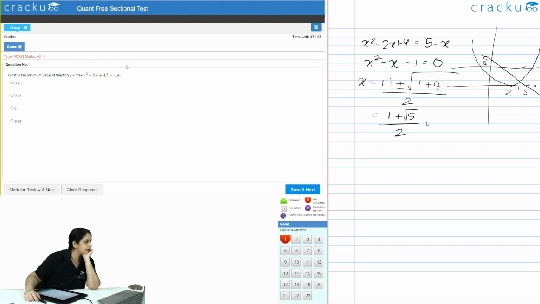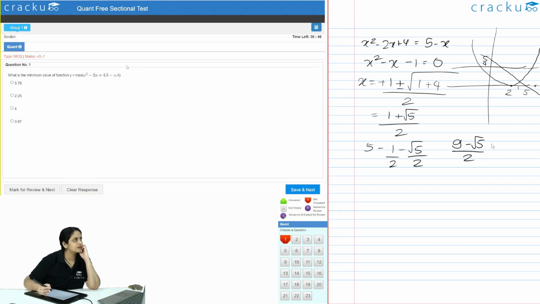So what is the minimum value at this value? It would be 5 minus this, so 5 minus 1 minus root 5 by 2. So 4 and a half, this is 10, so this is 9 minus root 5 by 2. Root 5 is how much? Root 5 will be 2 point something something. So this would be 6 point something something divided by 2, so it would be 3.78, and 3.87 is also good.